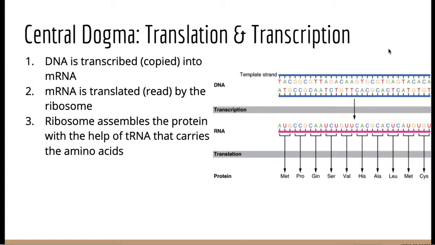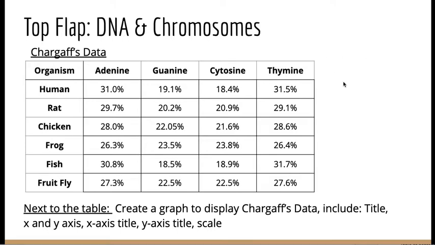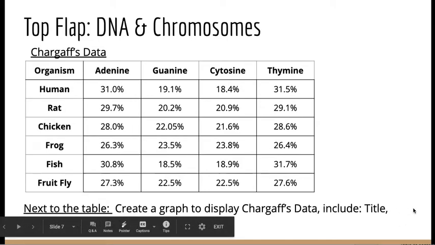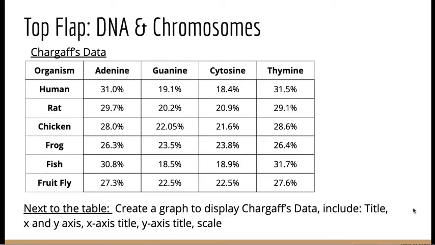Now, in order to do that, you're going to do an activity around Chargaff's data. Chargaff's data is given to you on the website as a Google Sheet. You're going to make a copy of it, and then you're going to highlight the data and, down in the lower right-hand corner of the sheet, it'll show you the Explore button to create a graph. You've done this before in previous lessons. Once you get the graph, make sure you include a title, you label the axes, and then look for patterns.